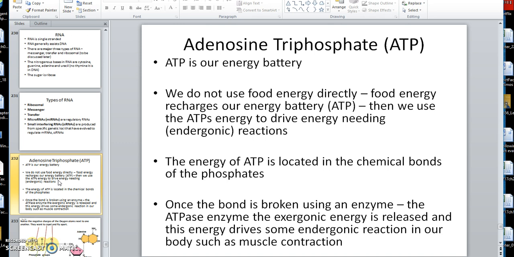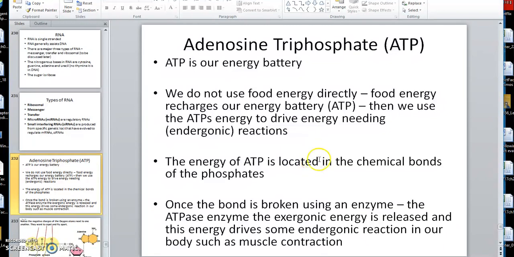When we eat food, we don't work directly off the food. What food does is gets metabolized. The energy is released. It's an exergonic process. Keep that word exergonic. And what it does is charge up our energy battery, ATP. So we work off our battery. We do not work directly off the food. Okay, as I mentioned.